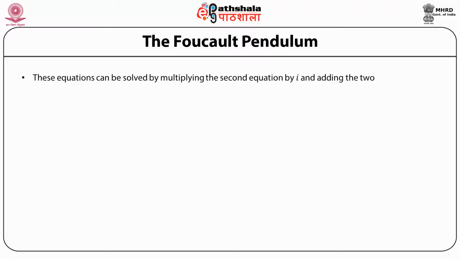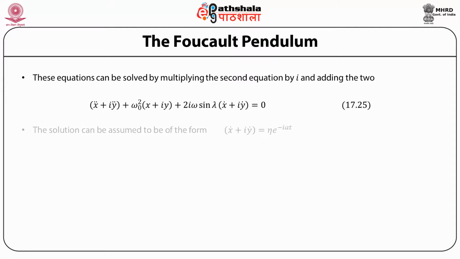Now, these two equations for x and y coordinates can be solved by multiplying the second equation by i and adding the two equations. Then we get an equation in x plus iy: x double dot plus iy double dot plus omega naught square times x plus iy plus 2i omega sine lambda times x dot plus iy dot is equal to 0. Now, defining x plus iy as a new coordinate eta, the solution is of the form x plus iy is equal to eta e to the power minus i alpha t.